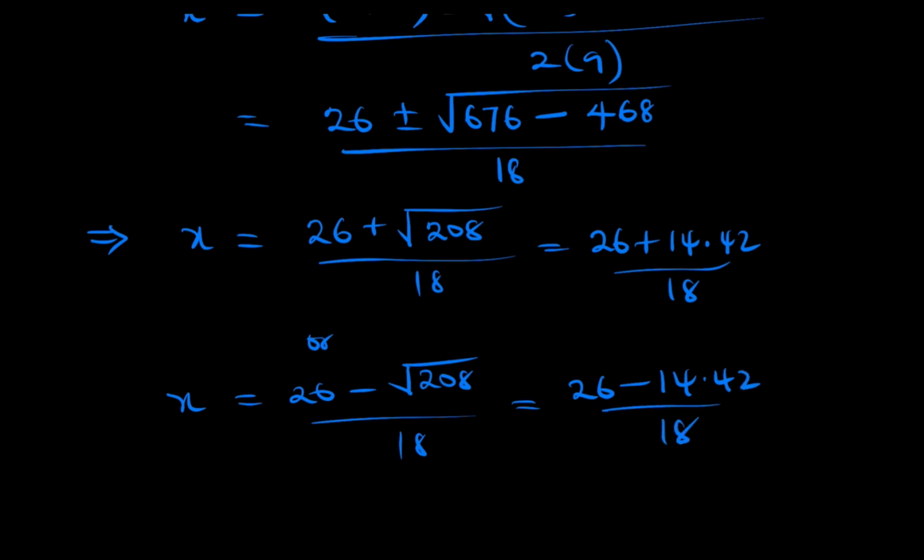The first one gives 2.25 to 2 decimal places, while the second one gives 0.64 to 2 decimal places. So this is how to solve this type of equation.